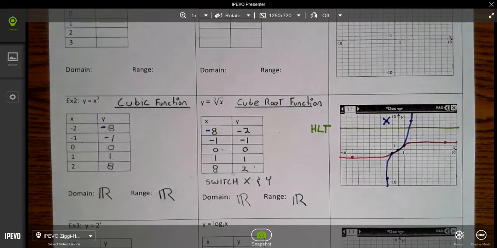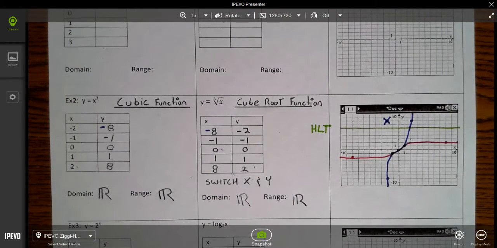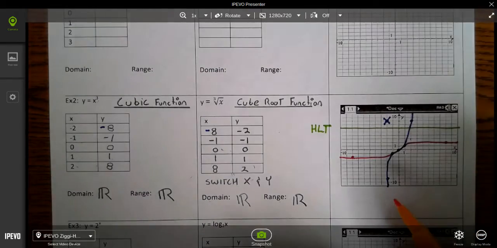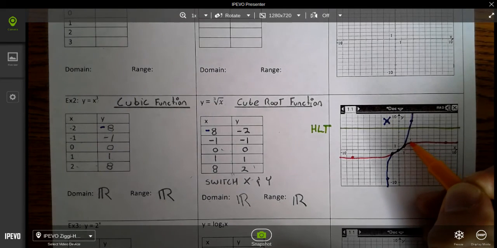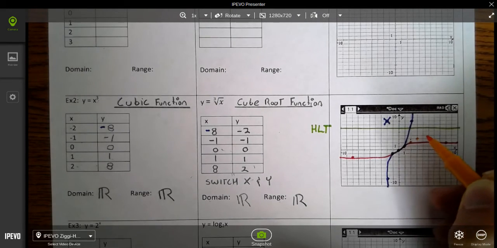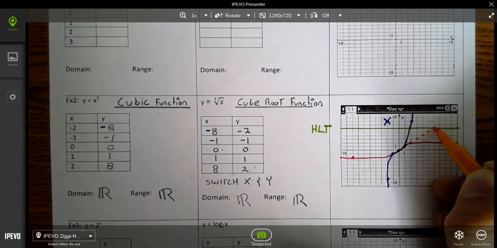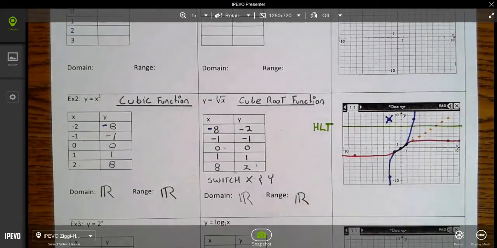All right. Now the next thing from our notes is that we know that if they're inverses of each other, they'll reflect over the y equals x line. So let's do that. Let's graph y equals x. So we know that y equals x is 1, 1, 2, 2, 3, 3, 4, 4, 5, 5, 6, 6, 7, 7, 8, 8. Okay.